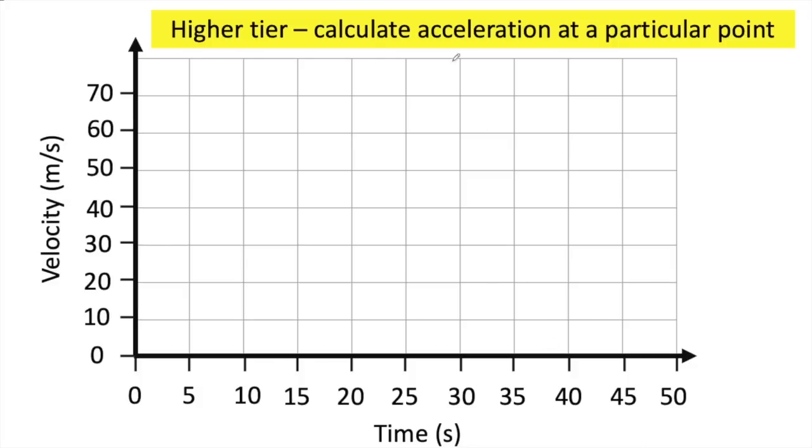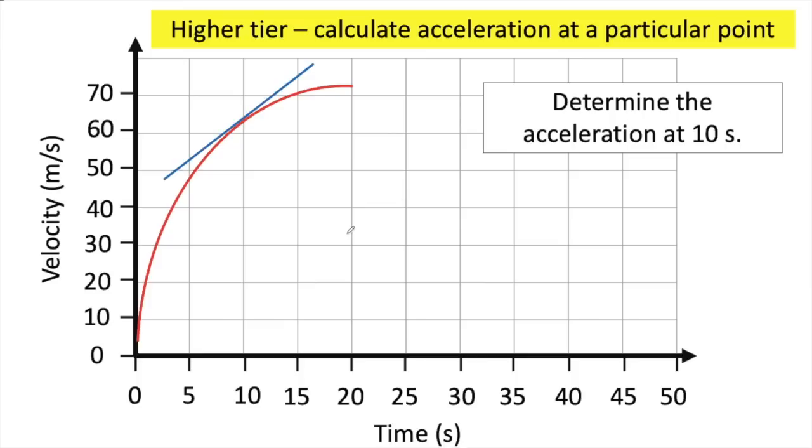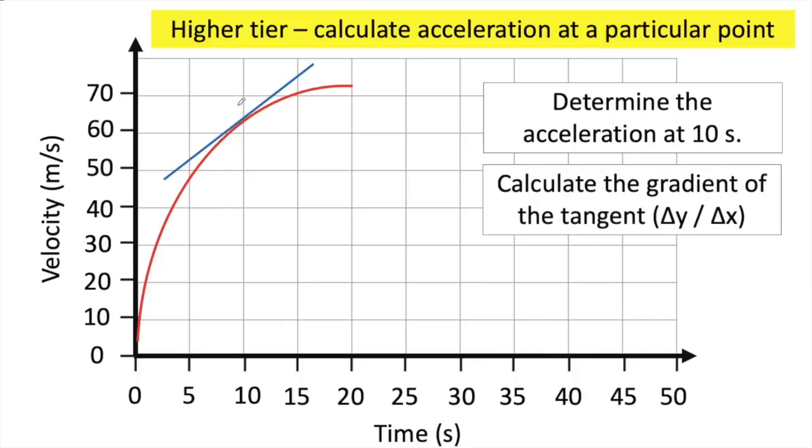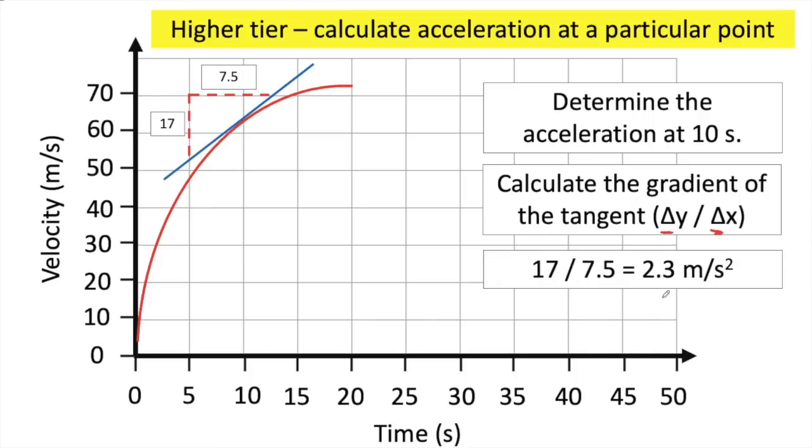For higher T, you'll also have to calculate the acceleration at a particular point. So if we have a look at this graph here, where the acceleration is changing because it's a curved line rather than a straight line. If, for example, we were to ask for the acceleration at 10 seconds, we would draw a tangent at 10 seconds, determine our values for y and x from that tangent, and do the change in y divided by the change in x. So if we had a look at this, for example, we'd have 17 divided by 7.5 to calculate an acceleration of 2.3 metres per second squared.